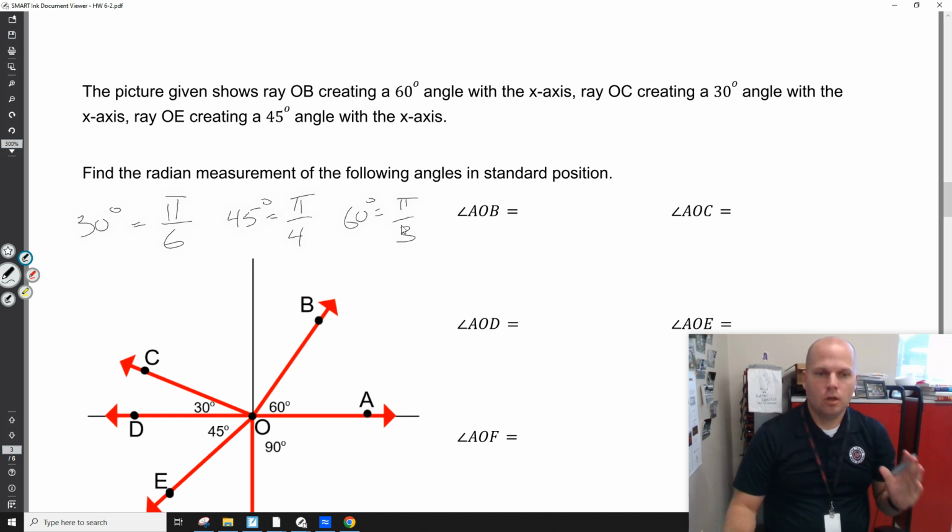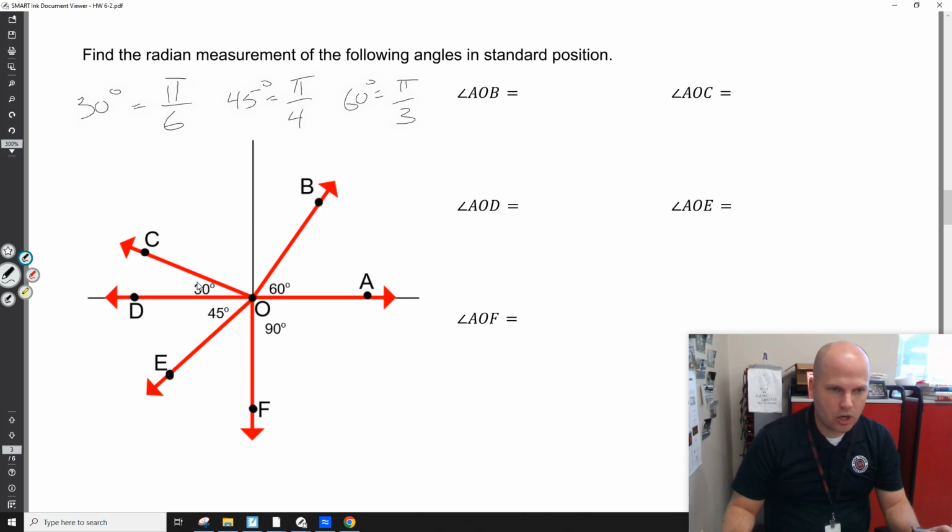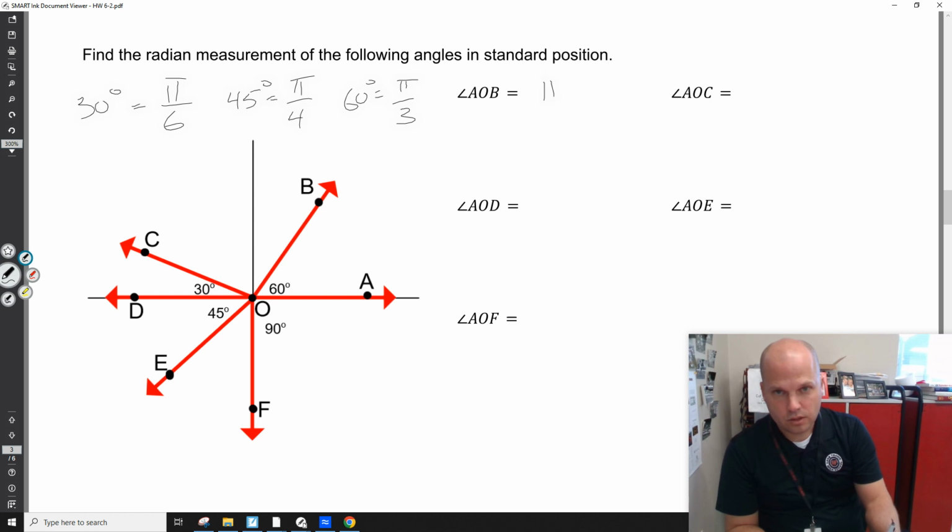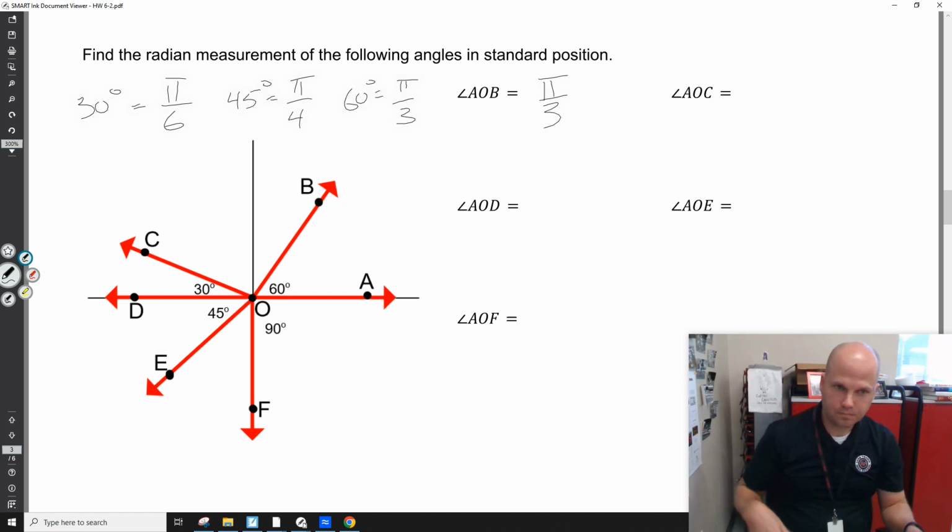Okay? If I am showing you the reference angles, and I say, what is the radian measurement of the following angles in standard position, AOB? You're like, okay, it creates a 60-degree angle with the x-axis. 60-degree angles are pi over 3s. So this would just be pi over 3, 60 degrees. Now let's look at AOC. AOC creates a 30-degree reference with the x-axis. So COD is 30 degrees.